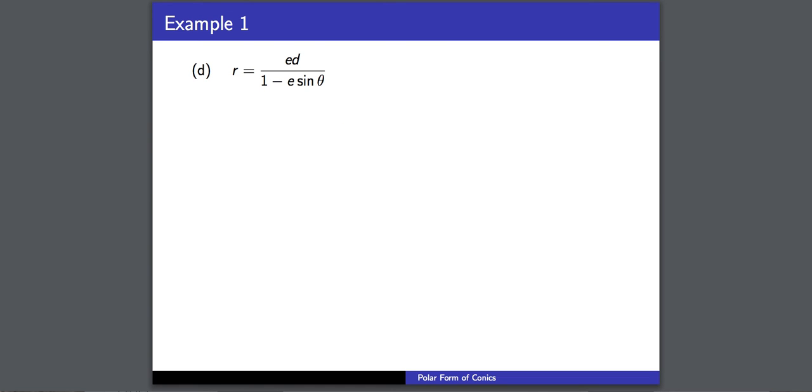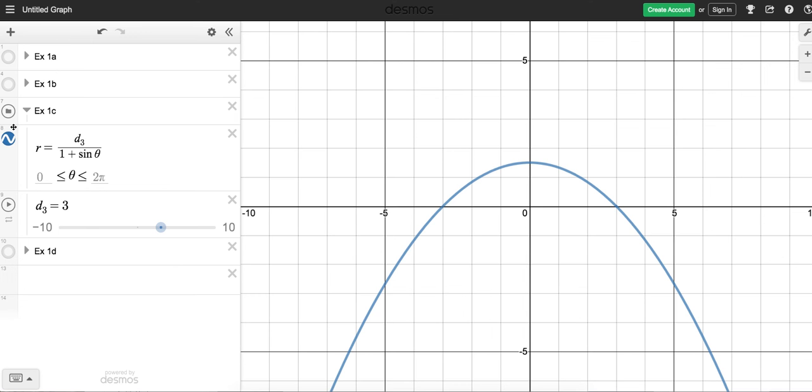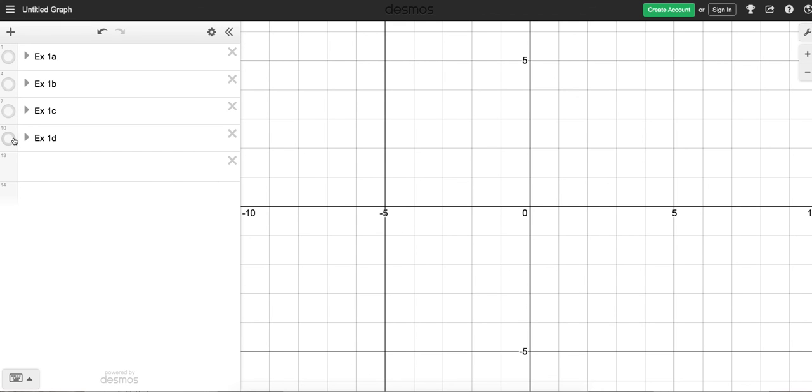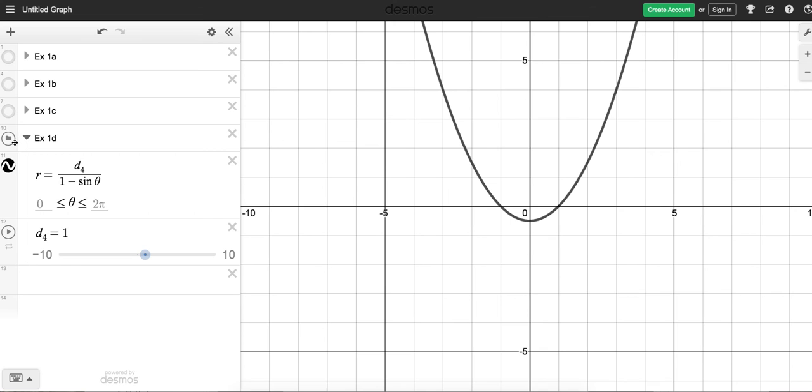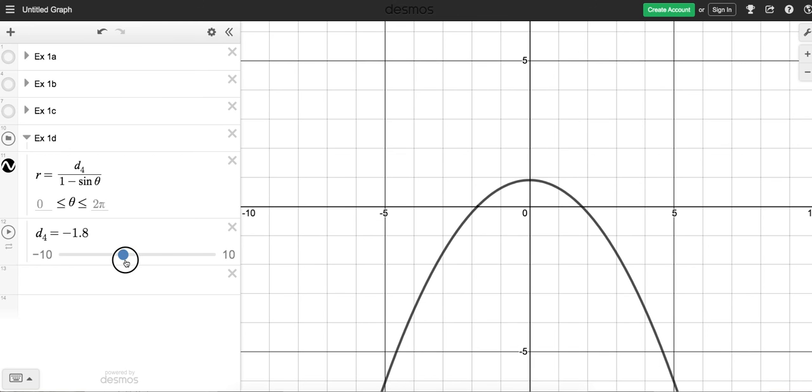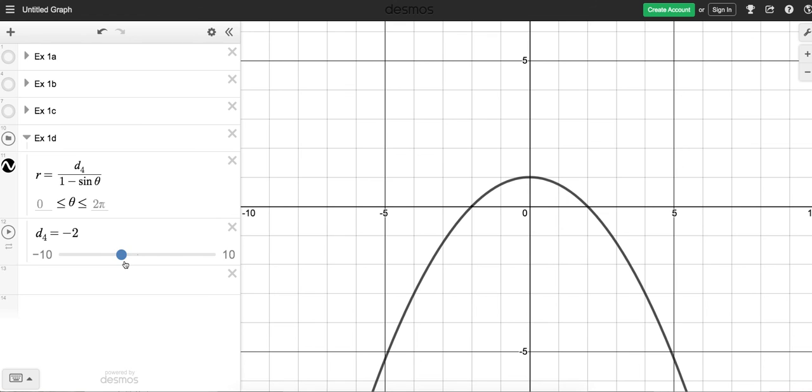All right, finally, example D, we're going to have r equals d over 1 minus sine of theta. So again, very similar to the last example. This time if d is positive, it's opening up. If d is negative, it's opening down. When d is negative 2, our vertex is at (0, 1). Notice our x-intercepts at plus or minus 2.